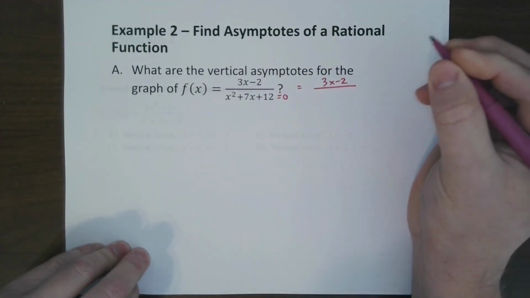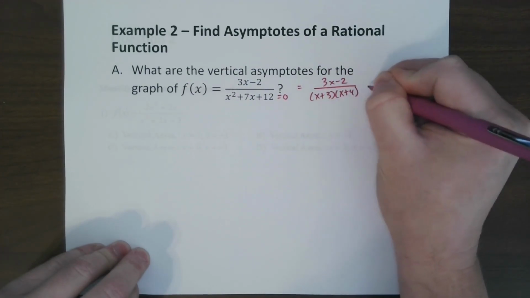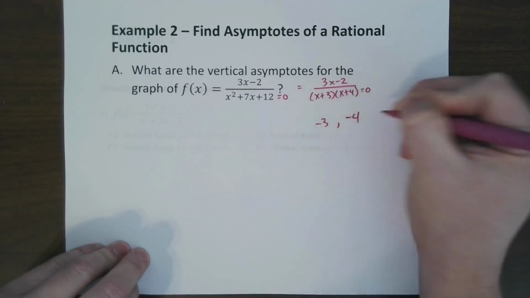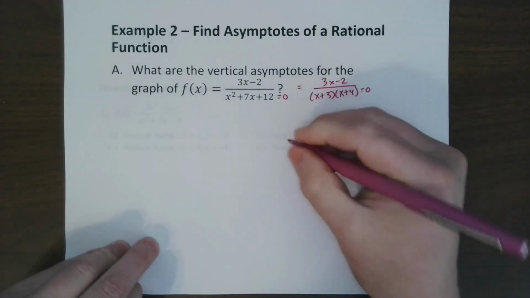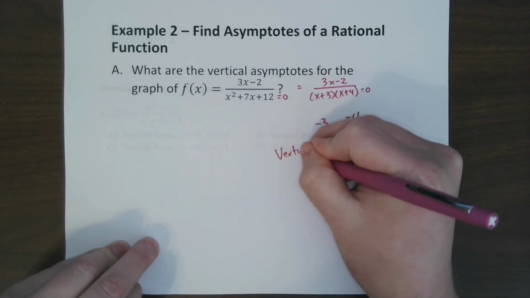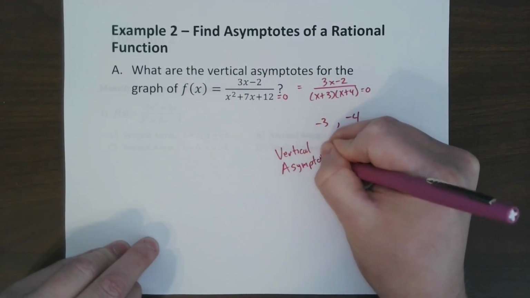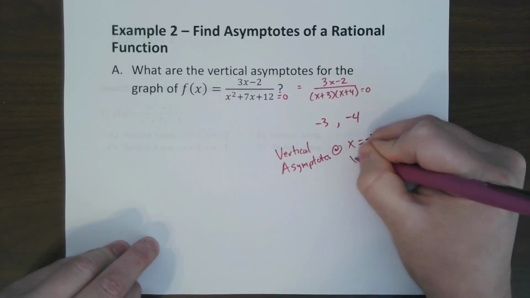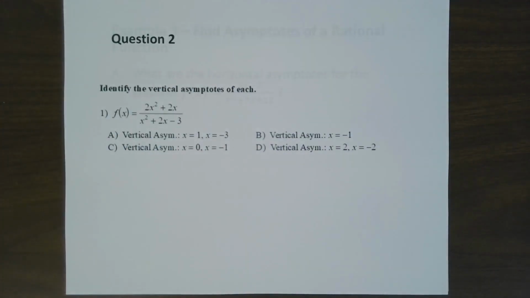First we have to factor the bottom. So x plus 3, x plus 4. If we set that equal to 0, we get negative 3 and negative 4. And those are your vertical asymptotes. So we have vertical asymptotes at x equals negative 3 and x equals negative 4. Go ahead and try this problem.